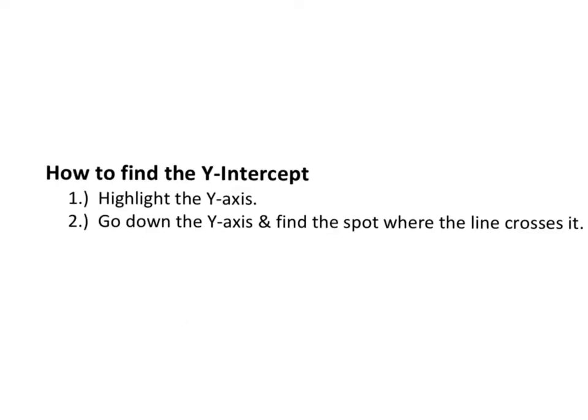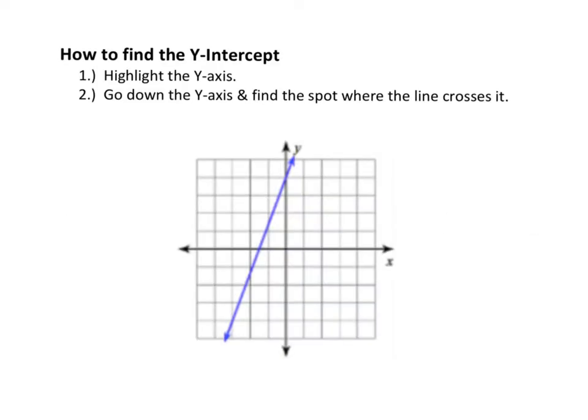Now we're going to learn how to find the y-intercept. The first step is to highlight the y-axis. The second step, go down the y-axis and find the spot where the line crosses it. So here's our first example. So we're going to do the first step, which is highlight the y-axis. The y-axis is usually labeled, but if it's not, just remember it's the one that goes up and down.